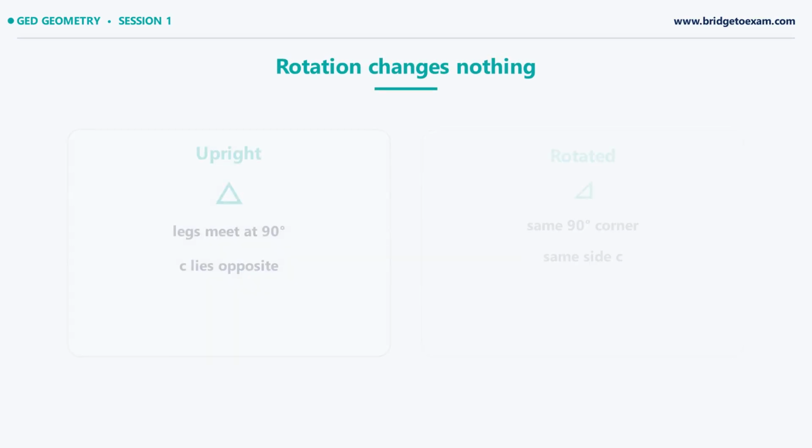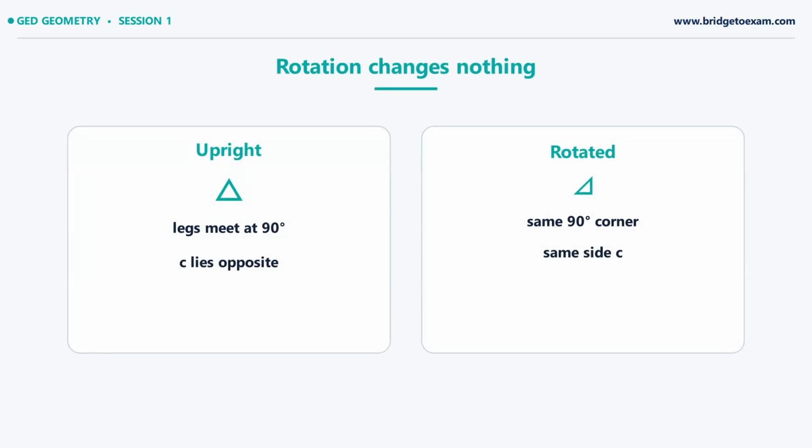A test diagram may be rotated, reflected, or tucked inside another figure. Do not call the bottom side the hypotenuse just because it looks like a base. Turn your attention to the right angle mark. In every orientation, the side directly across from that mark is still the hypotenuse.